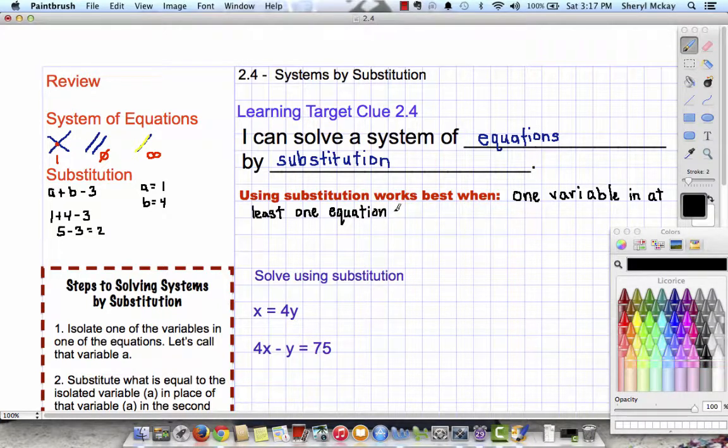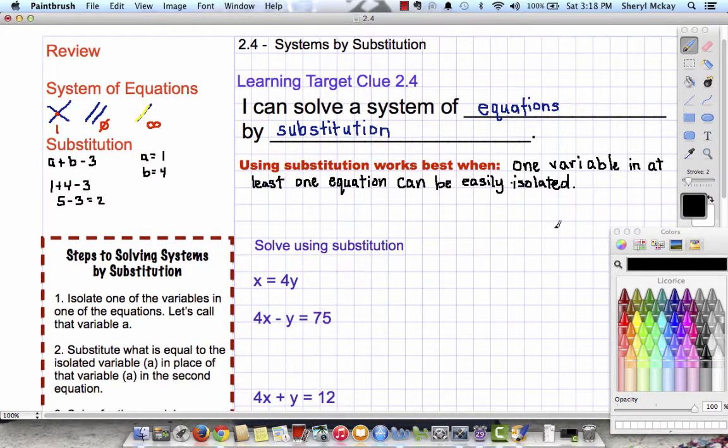When one variable in at least one equation can be easily isolated. That means we can get it to a place where we can have that variable equal to everything else. So we can move everything over and say that that variable, whether it's an x or a y, is equal to everything else. All right? So substitution works best when one variable in at least one equation can be easily isolated. Now, let's go ahead and do some of these problems.